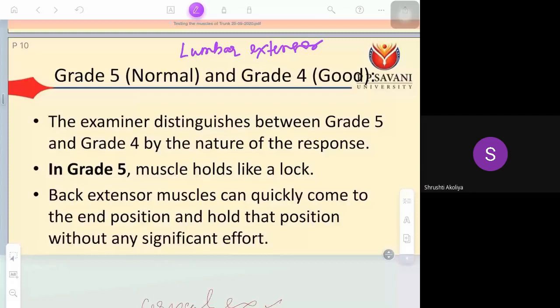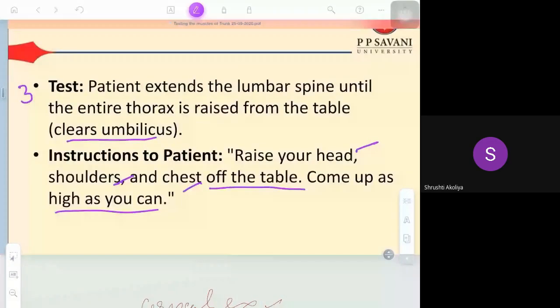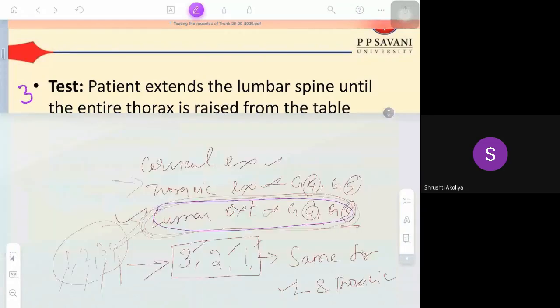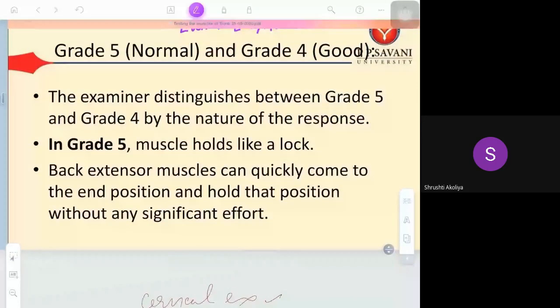So by the nature of response, what instruction had you given to the patient? You had given instruction that he has to raise the head, shoulder, chest off the table and come up as high as you can. Now you see the response of the patient. According to the response, you will grade the muscle. The examiner distinguishes between grade 5 and grade 4 by the nature of the response of the patient.